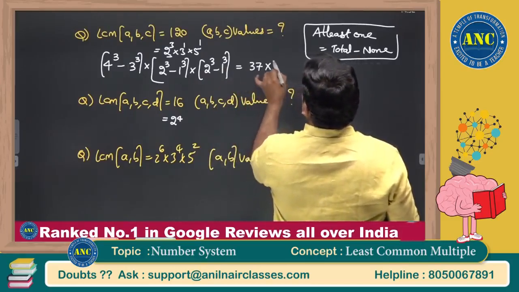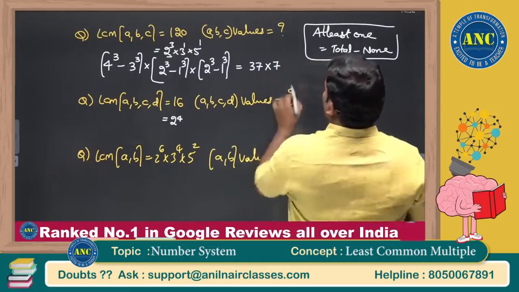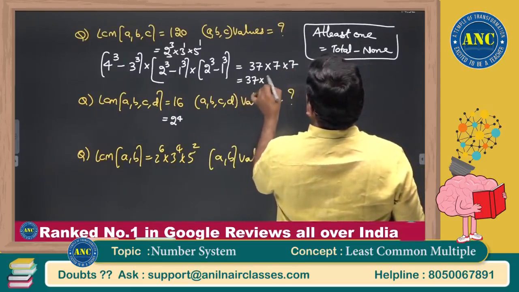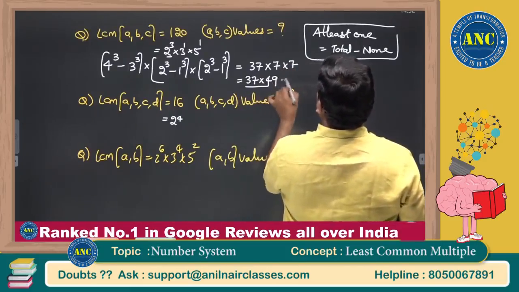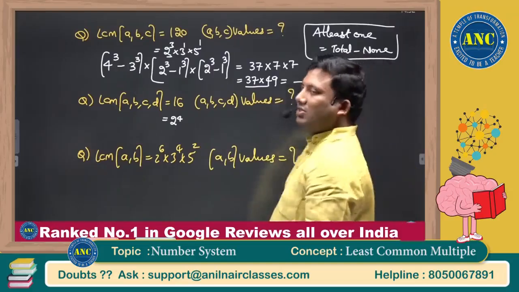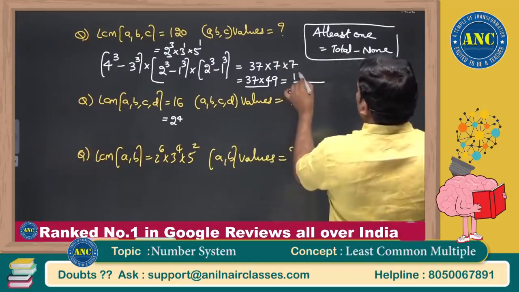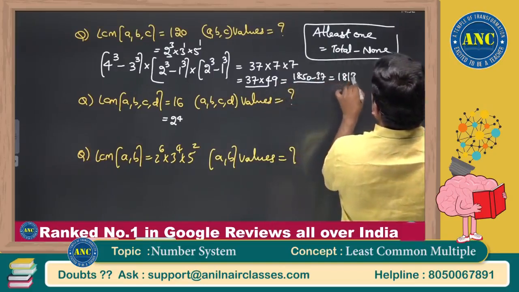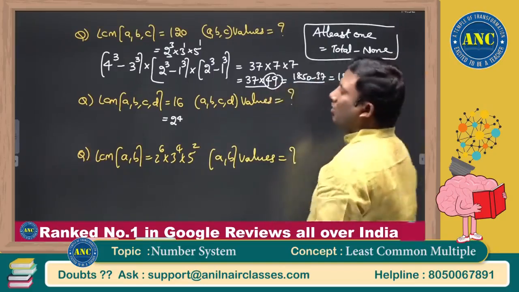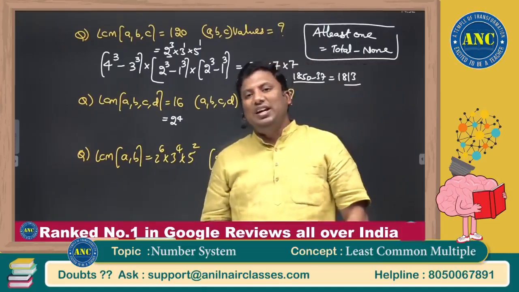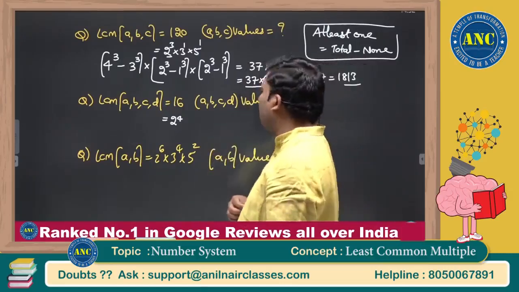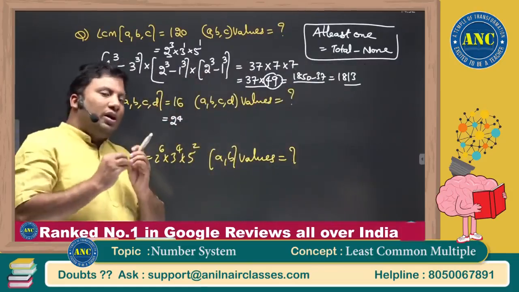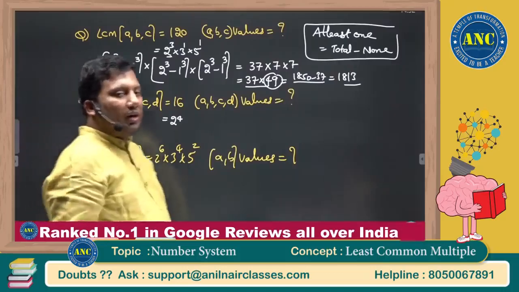64 minus 27, which is 37. For 5, 8 cube minus 1 cube is 7 into 7, so this is 37 into 49. Whatever the answer that you get, that will be the answer. For 49, I wrote it as 50 minus 1. 37 into 50 is 1850, minus 37, answer is 1813. At least 1 is defined as total minus none.